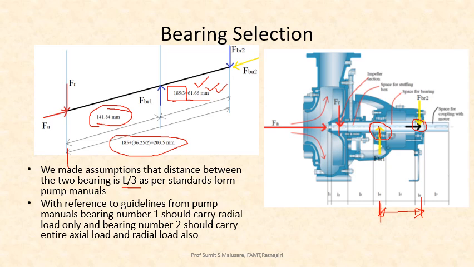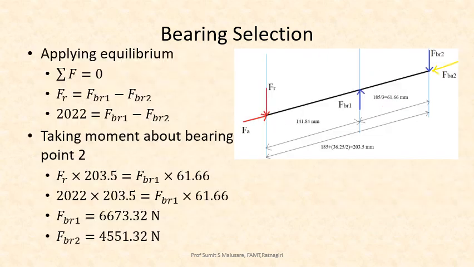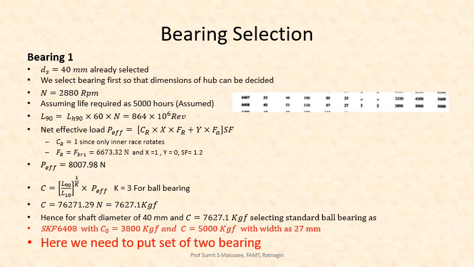Okay, so these are the total assumptions we have made, and by applying equilibrium and moment, we get the value of FBR1, the radial load at the first bearing, as 6673.32 newtons, and the radial load at bearing number 2 is 455132 newtons, and the entire axial load is FBA2. Okay, now the selection for bearing 1.